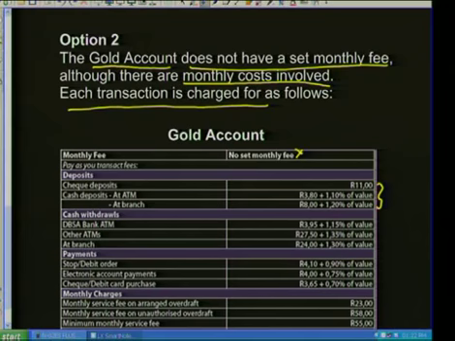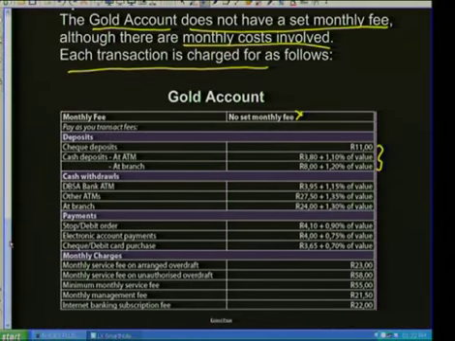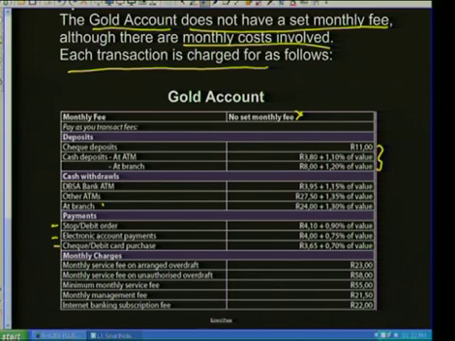We've got cash withdrawals at the bank, that bank's ATM, at another ATM, at the branch, the difference. We've got stop payments, stop or debit orders, electronic account payments, that's if you pay via the internet, and check or debit card purchases, and monthly charges. There's a monthly service fee on arranged overdraft. So if you have an overdraft, you're paying 23 Rand. A monthly service fee on unauthorized overdraft is 58 Rand.